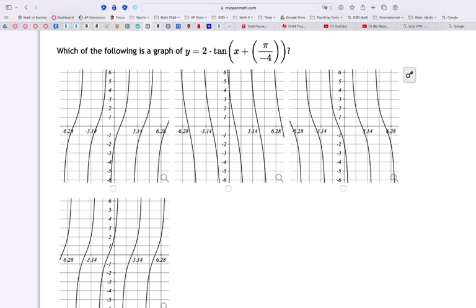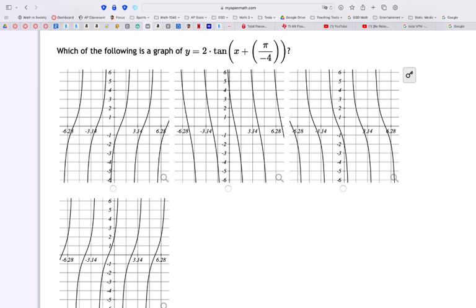Right, so this is, I believe, question number 9. All right, question number 9. So which of the graphs, you just have to pick which one is y equals 2 tangent of x plus pi over 4. There's a phase shift there of pi over 4.